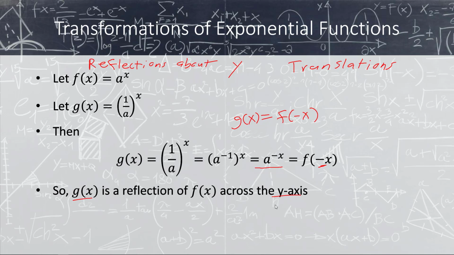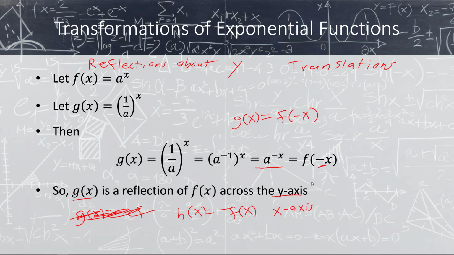Now, we could also have a reflection across the x-axis, and that would occur if g of x is equal to negative f of x, or if we had another function, h of x, which is equal to negative f of x. That would be a reflection across the x-axis.